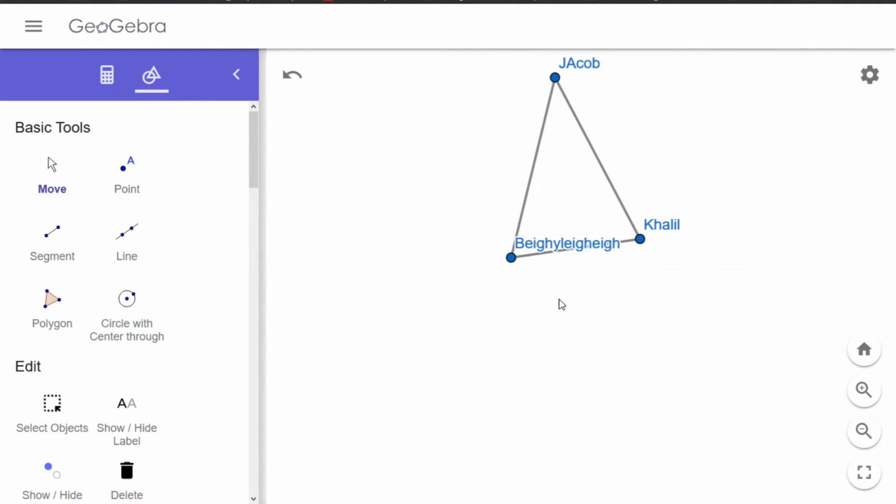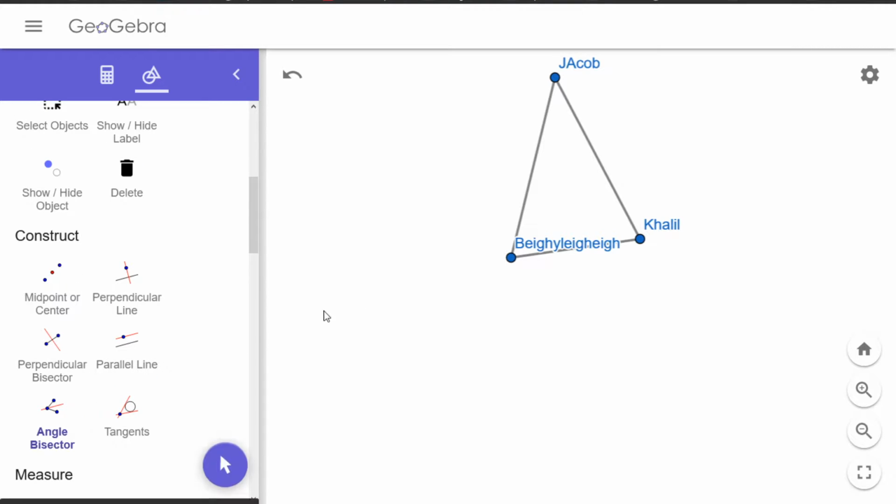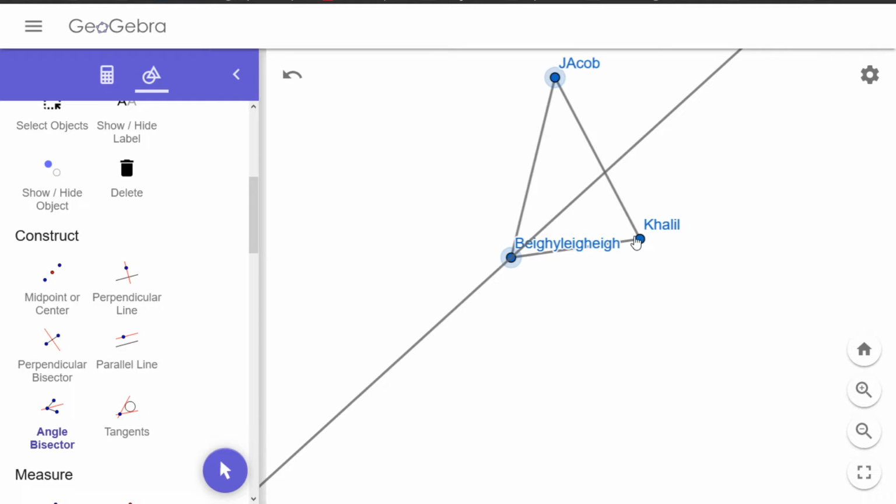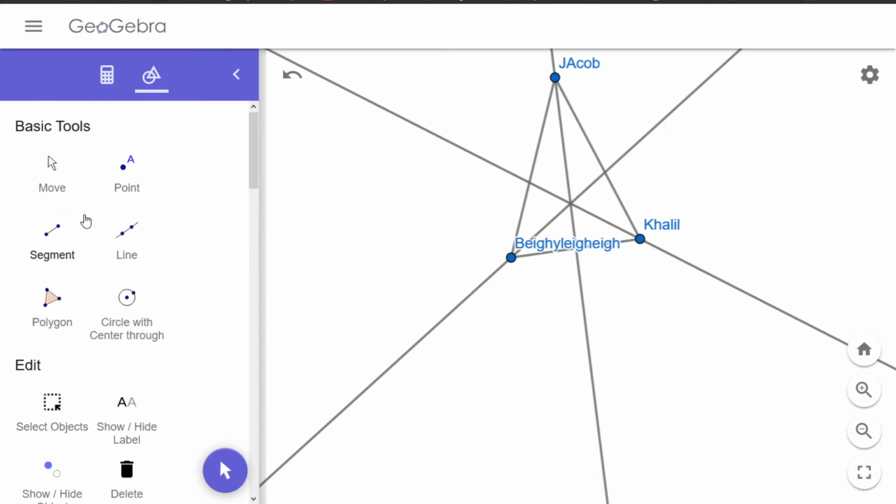Deleting all this stuff. I'm going to create some angle bisectors. So I'm going to click Jacob, Bailey, Lee, and now I've bisected that angle. I'm going to bisect this one. Remember, the vertex has to be the middle one, so I bisected this angle. They intersect at a point. Two lines intersecting happens all the time. But when three lines do, it's pretty rare.